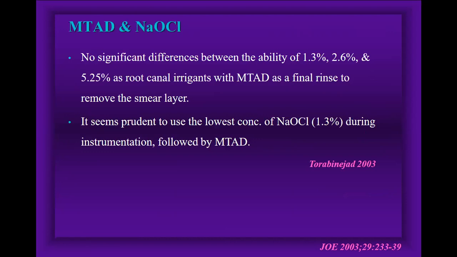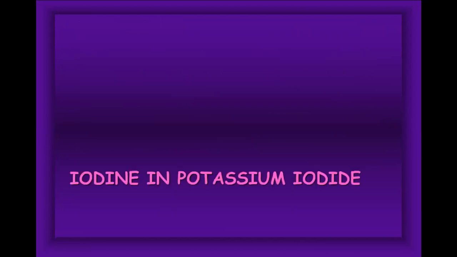MTAD and sodium hypochlorite: no significant differences between the ability of 1.3%, 2.6% and 5.25% as the root canal irrigants with MTAD as a final rinse to remove the smear layer. It seems prudent to use the lowest concentration of sodium hypochlorite, that is 1.3%, during the instrumentation, followed by MTAD, by Torabinejad 2003. Now, iodine in potassium iodide.